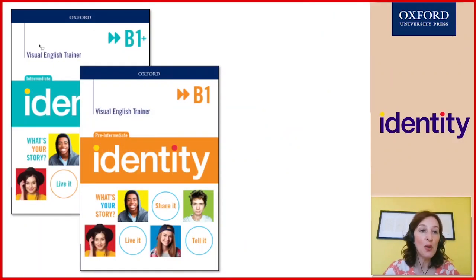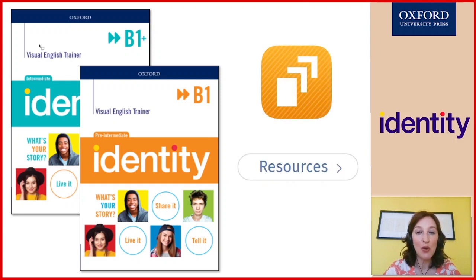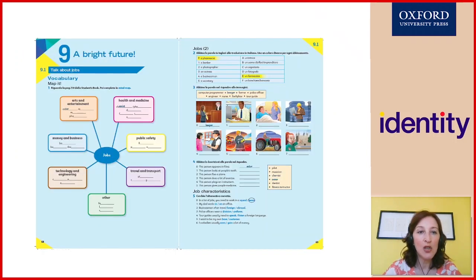Another very useful component of Identity is the Visual English Trainer. This provides lots of inclusive practice for your students and can be found in both print and digital formats. You can find, of course, the digital version in your resources on Oxford Learners Bookshelf. So let's have a little look inside.